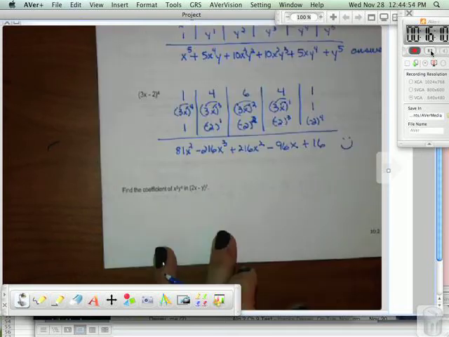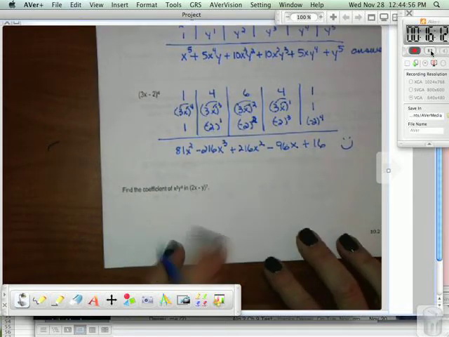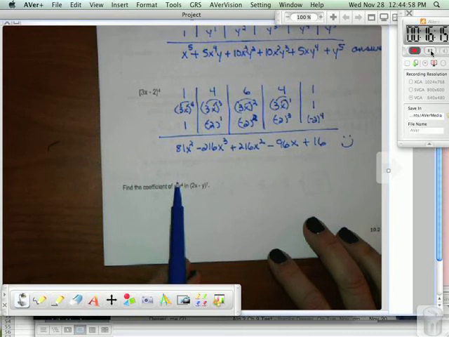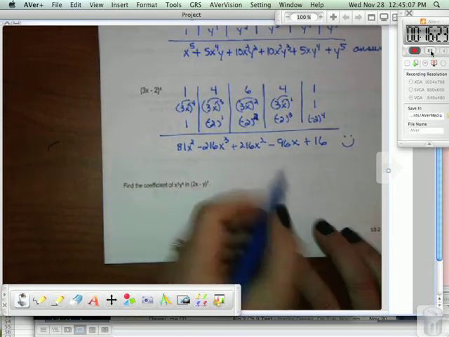All right, this last one here. This is one different way that you're going to have to do it. It says find the coefficient of x to the third, y to the fourth in 2x minus y to the seventh. Now remember, there's a couple ways you're going to do this. I'm going to show you 2 different ways.